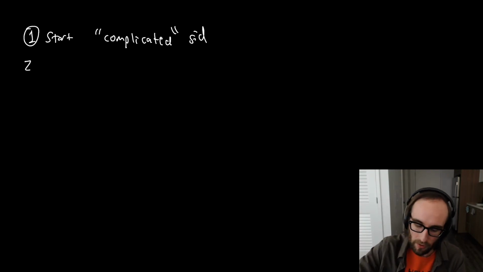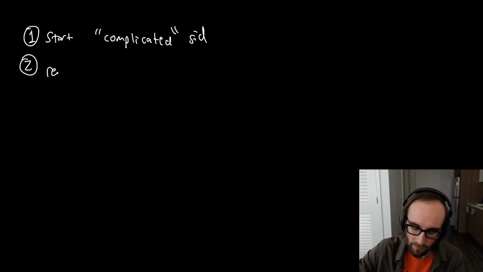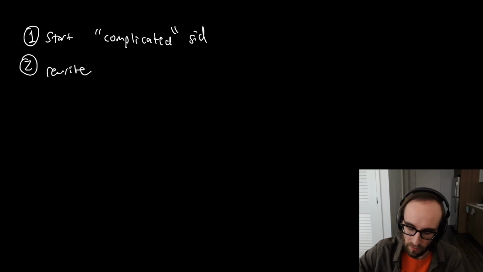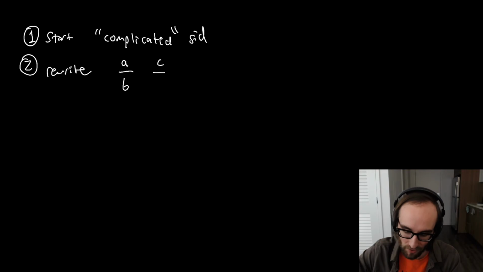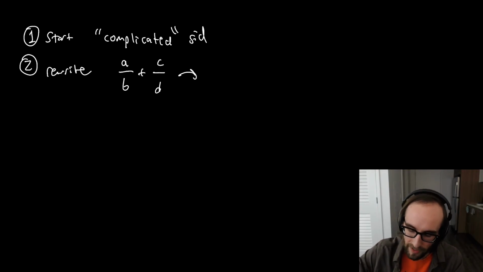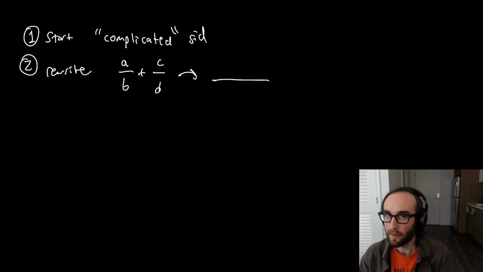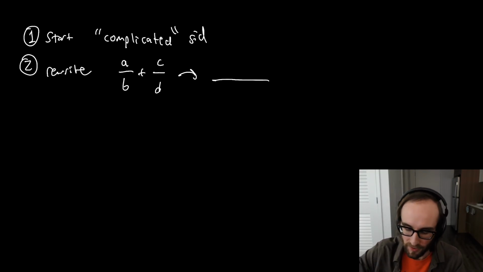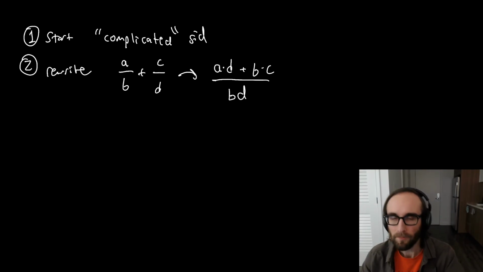A good step to take is to rewrite, if you have a sum or a difference of quotients or like fractions, for example, like plus or minus, try and rewrite that as just one fraction. So in this case, we would end up with a times d plus b times c all over bd. And that might help out with simplifying some of the fractions.